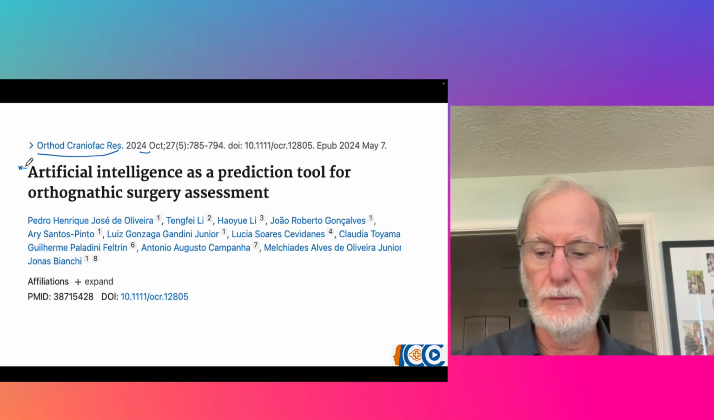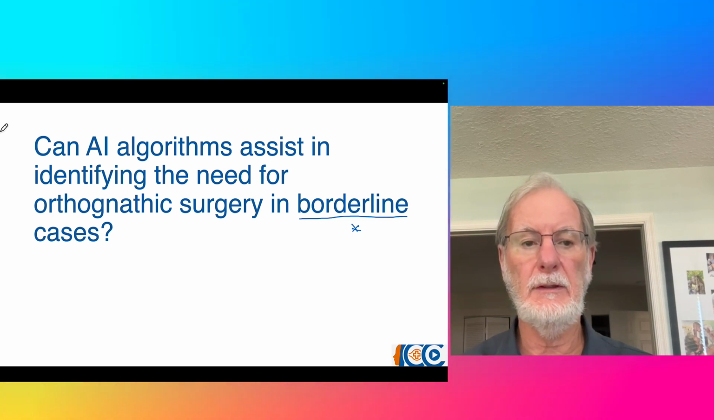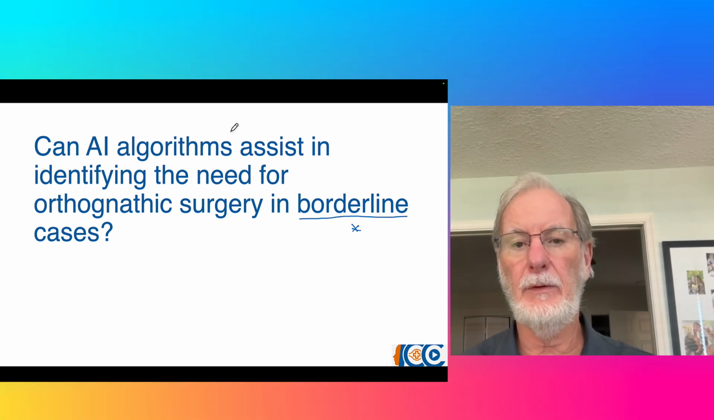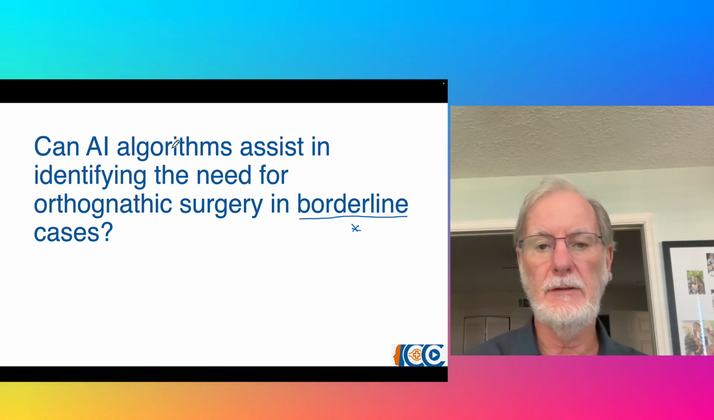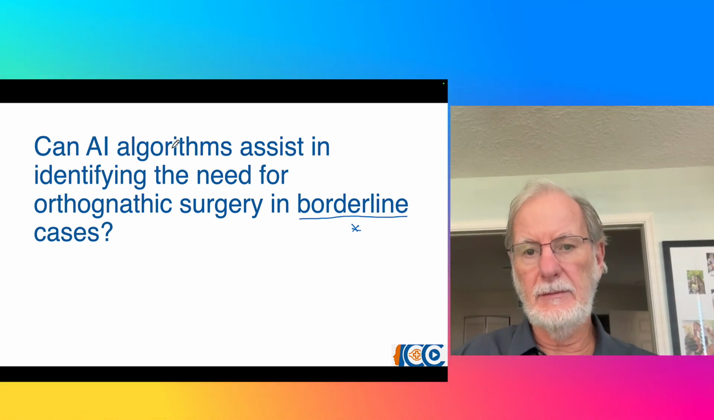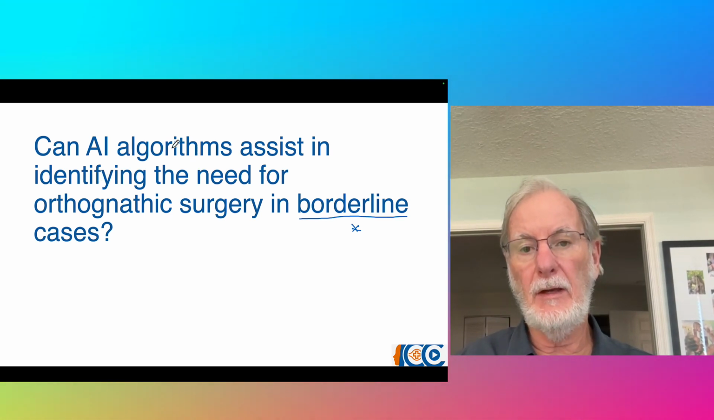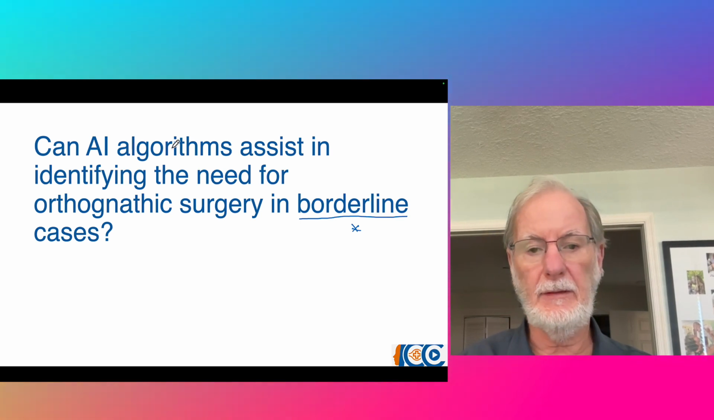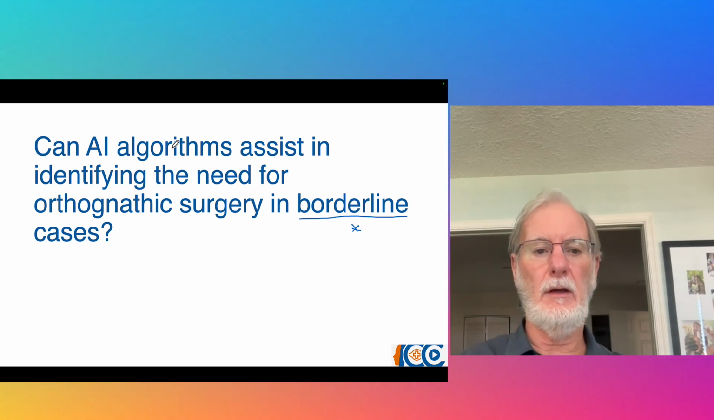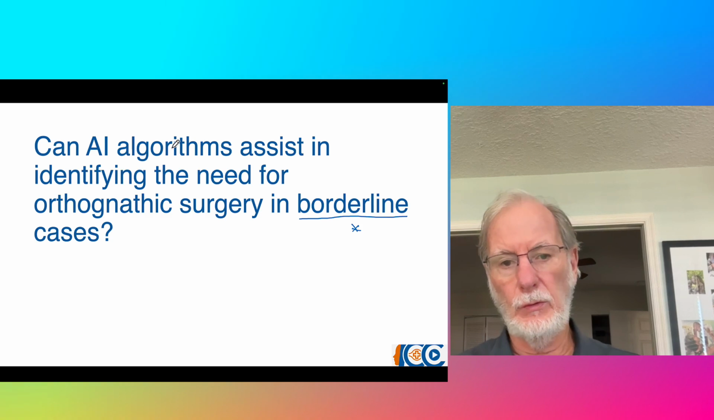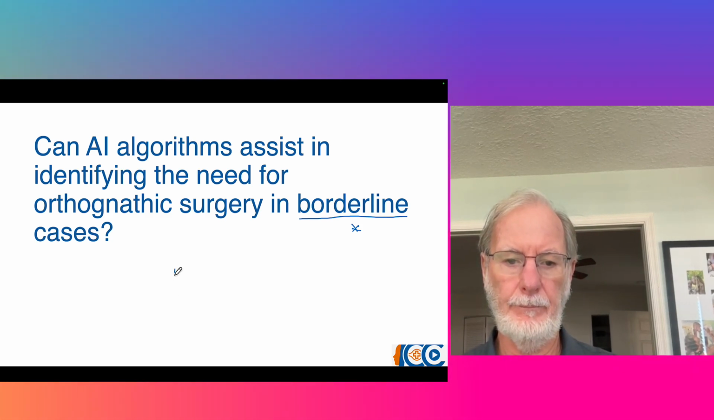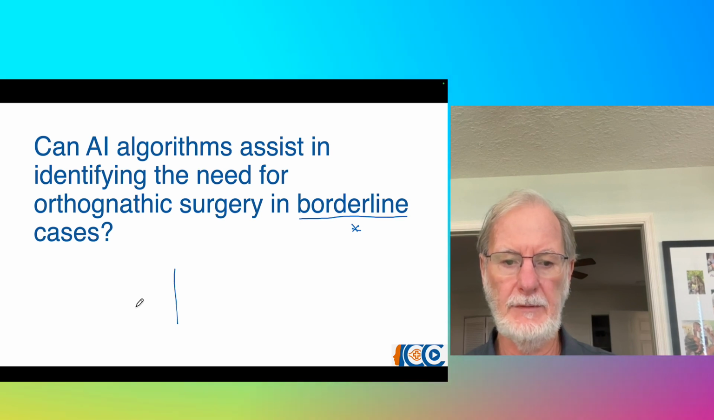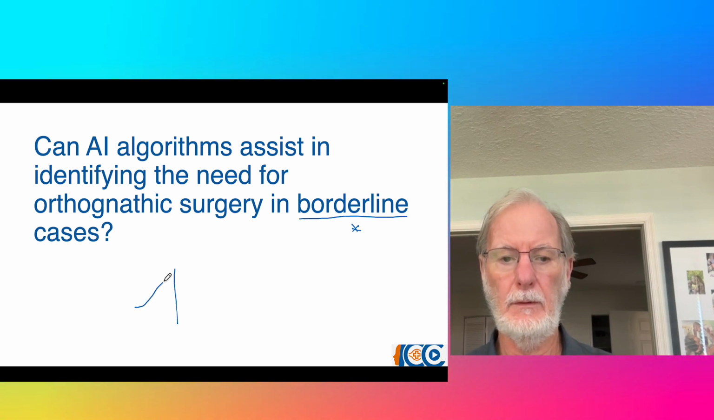To answer the question, sorry, I forgot to answer the question: yes, it can help. I would say assist and help, because the issue is, it depends on the amount of data you have in your data set and how we train the AI. So if you have a lot of surgical cases, obviously you'll have this type of curve, hopefully a Gauss curve, which is normally distributed.